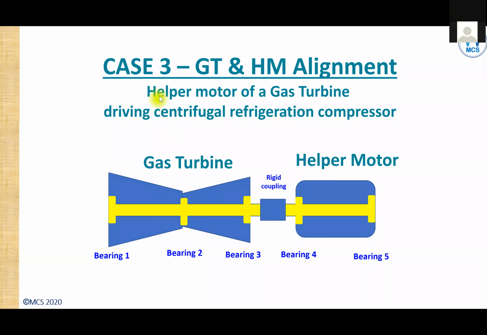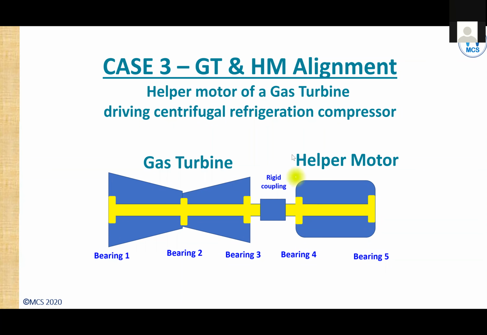So I'm now getting you the case 3. The case 3 is also a similar machine with a gas turbine and helper motor in this configuration, and this is related to the alignment changes. As I told you, this gas turbine is a huge machine, a 120 megawatt gas turbine, and this is a helper motor, also a big heavy motor, a 45 megawatt one. And these two are driving a centrifugal compressor, the refrigeration compressor over there.